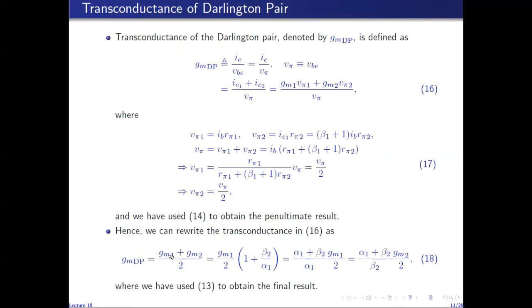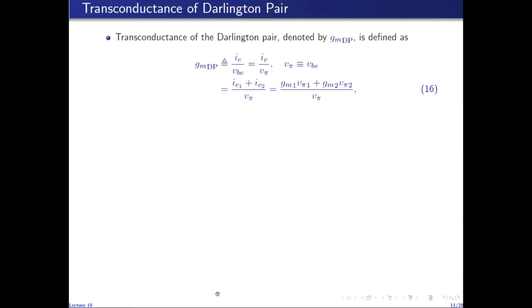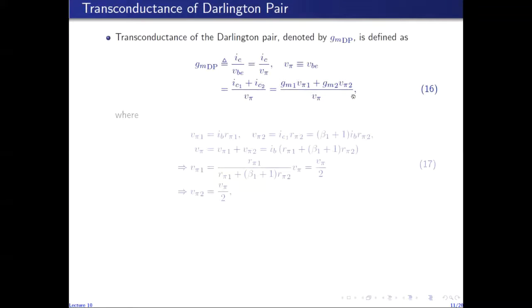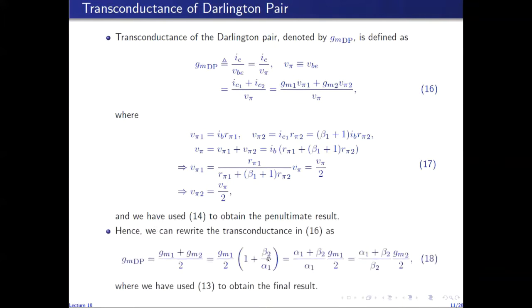So I take GM1 by 2 out as common, and I use 13 to replace GM2 with GM1. So I replace GM2 with this factor here. So GM2 is beta 2 over alpha 1 times GM1. So I take GM1 by 2 out common, and I'm left with 1 plus beta 2 over alpha 1, which when solved gives me this relation between the overall transconductance and GM1.